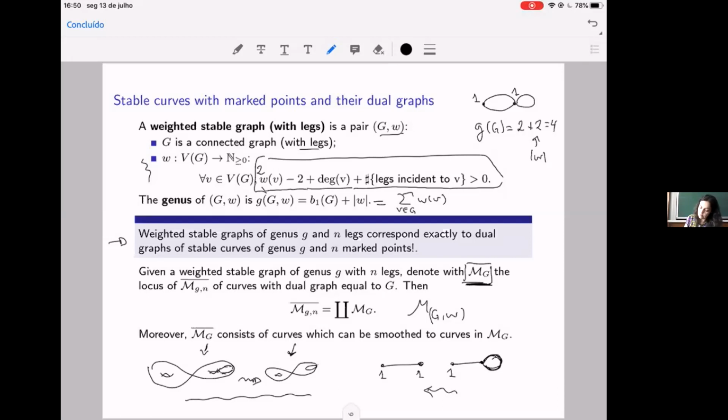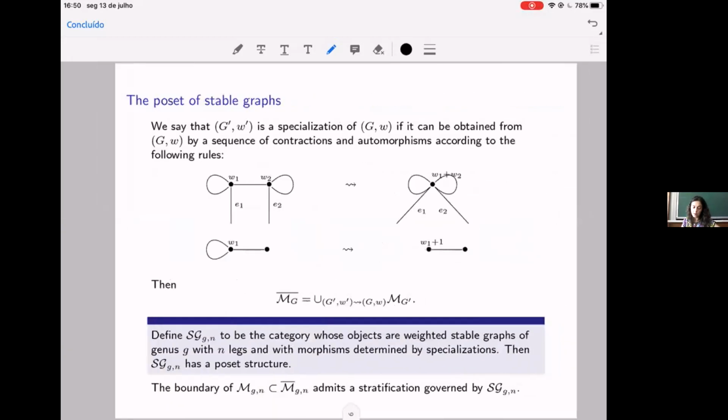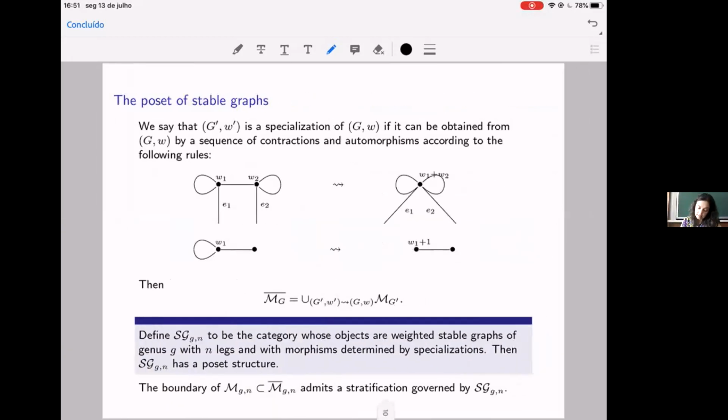So let's define contractions of stable graphs now, and see that this is something that we can use to understand closures of these loci inside M_{g,n} parameterizing curves with some specific dual graph. We can parameterize the closures of these loci using contractions of graphs. So let's see.